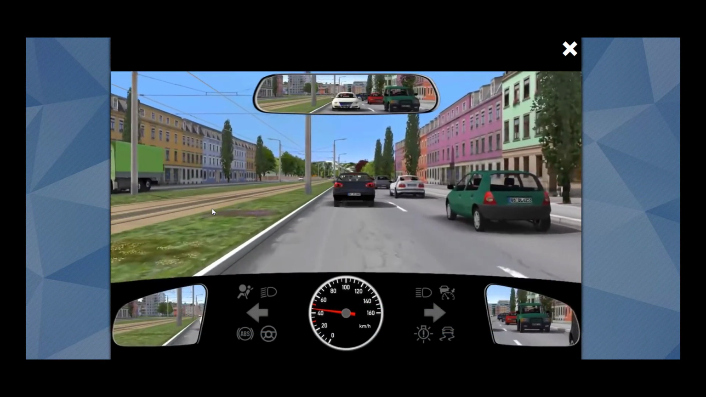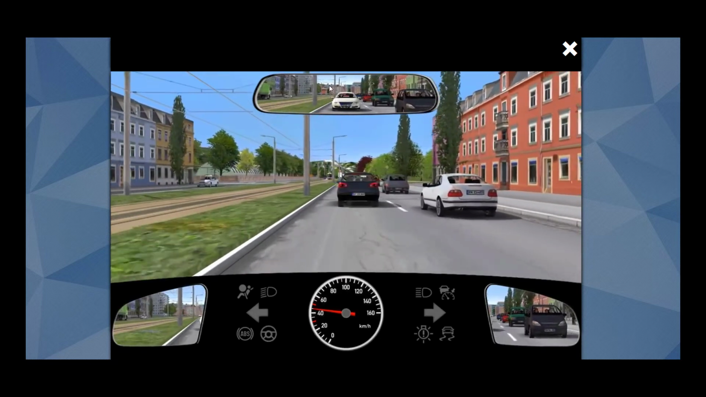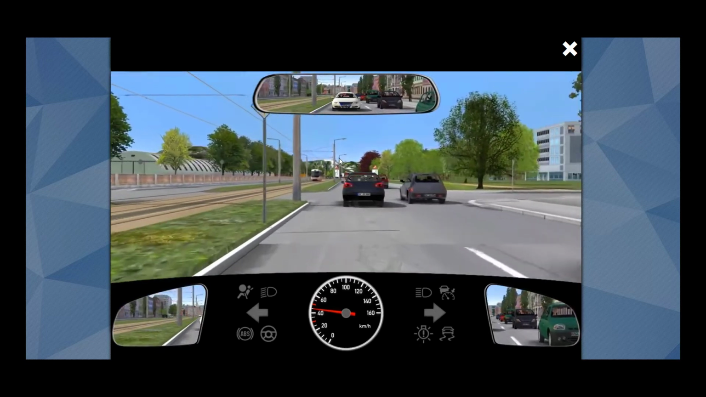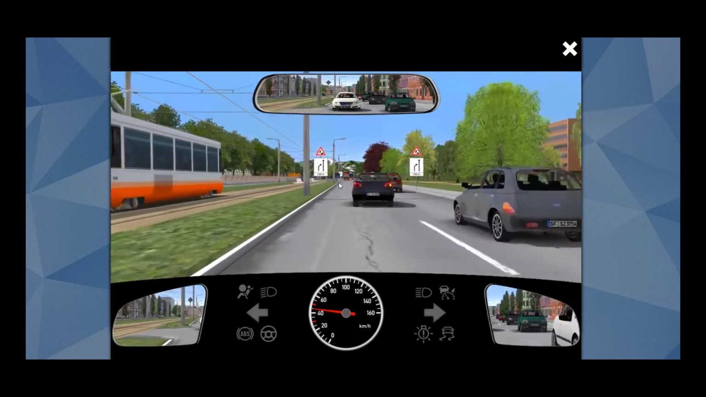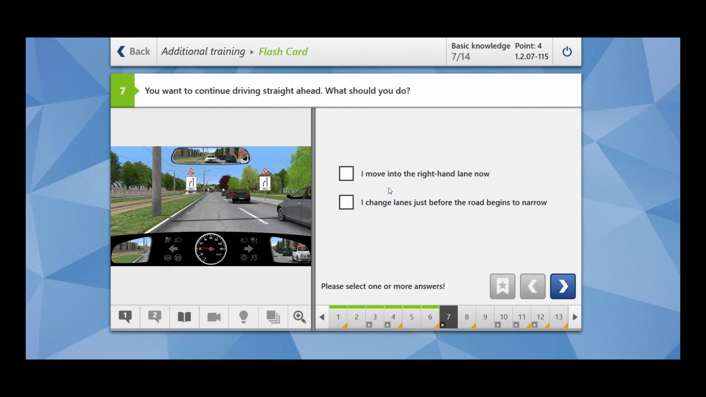So we are inside the city. Behind us, there is a white car. You can see from here. And here you can see, due to some construction going on, this lane on which we are moving is about to end. This car has already given a signal and has entered into the continuing lane. So what do we have to do? You want to continue driving straight ahead. What should you do? I move into the right-hand lane now. I change lane just before the road begins to narrow.